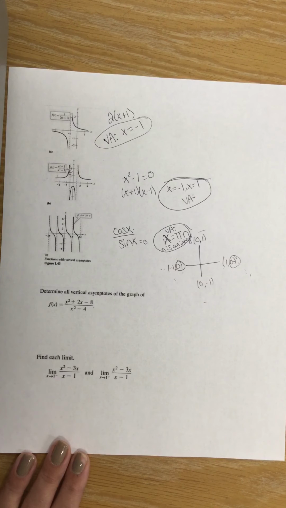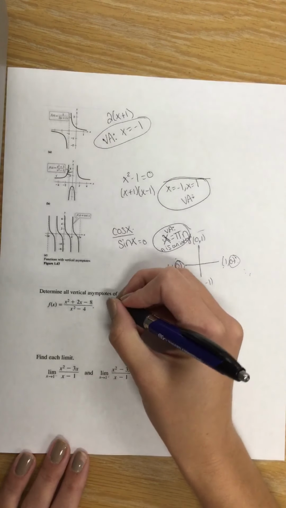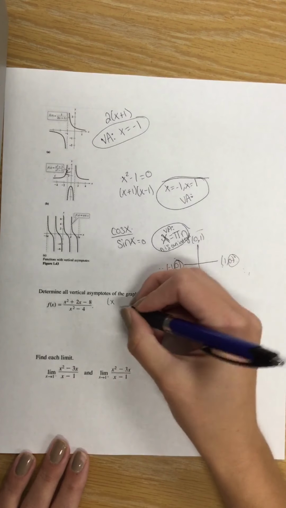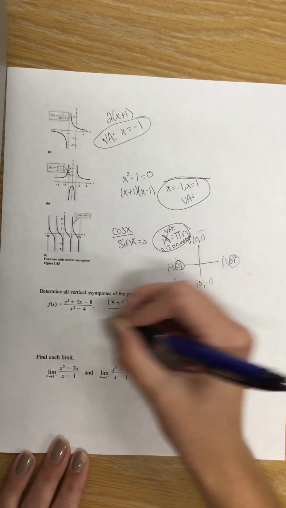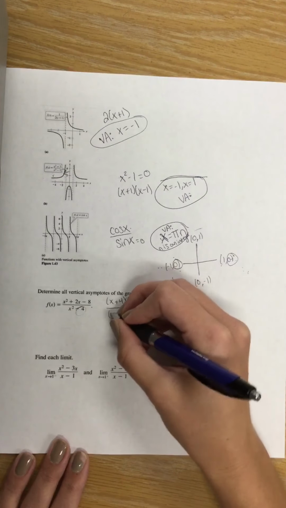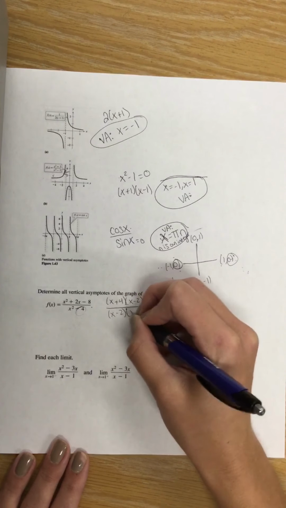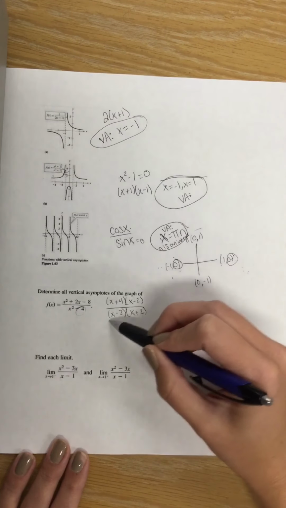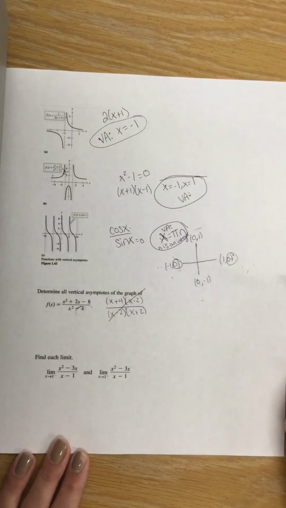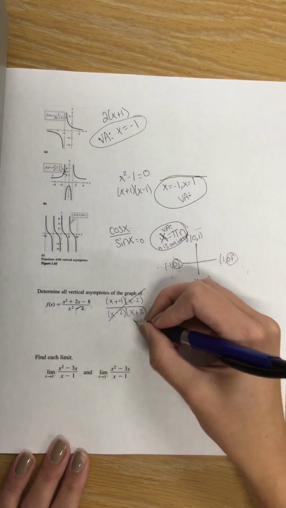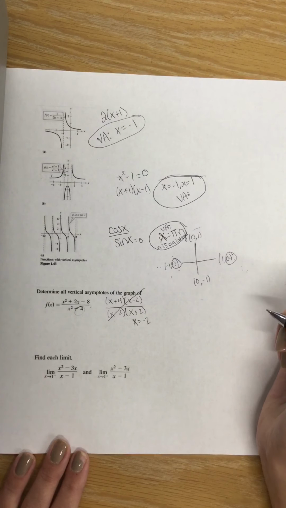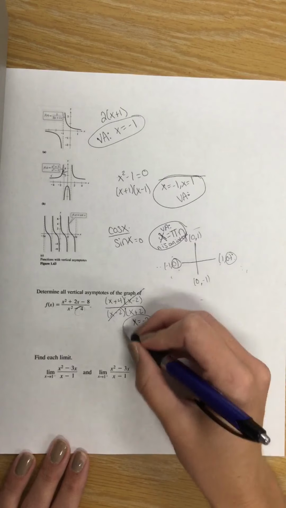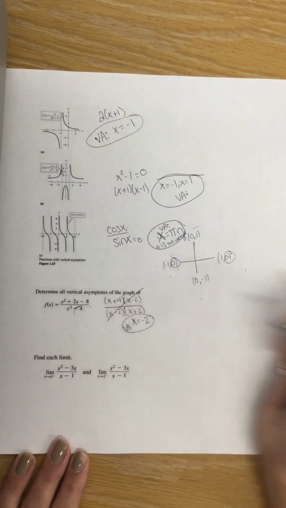Okay, next one, determine all the vertical asymptotes of the graph. All we have to do for this is start factoring. What multiplies to give -8 and adds to give 2? -2 and +4. For this one, what multiplies to give -4 and adds to give 0? -2 and +2. So does anything cancel off? Yes. So we know at x equals 2, that is not a vertical asymptote. But at x equals -2, when we solve this one, that is a vertical asymptote. And so we can see that this is where our vertical asymptote is.